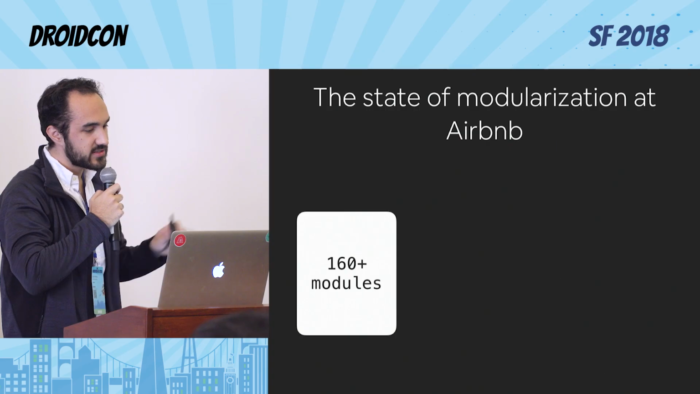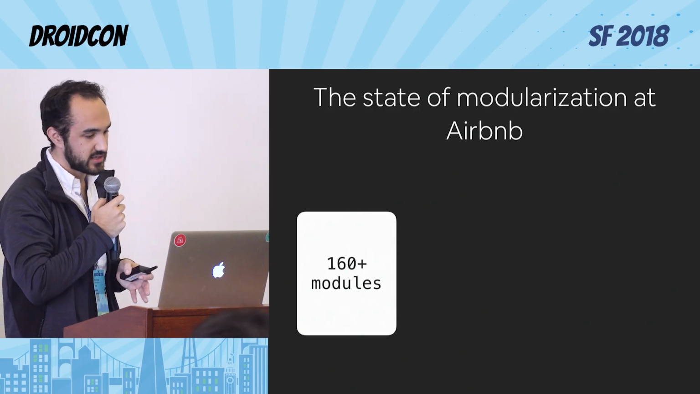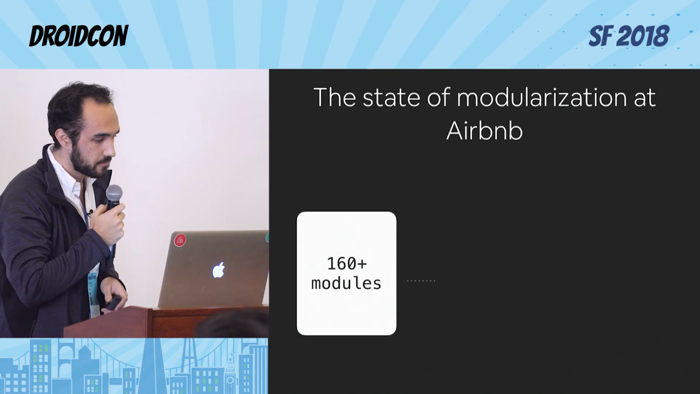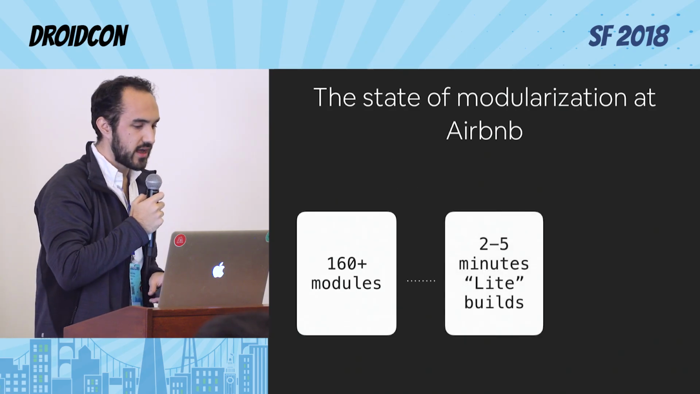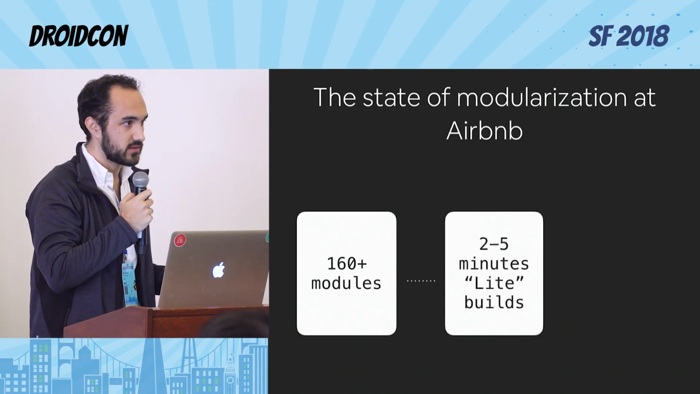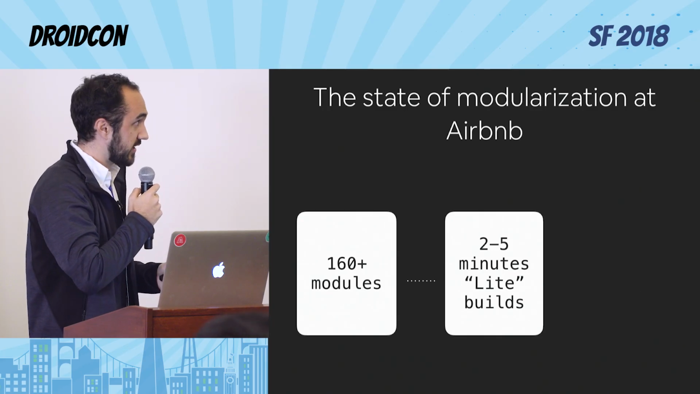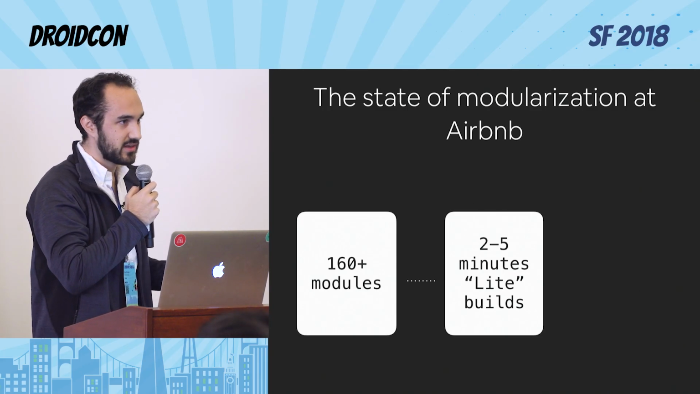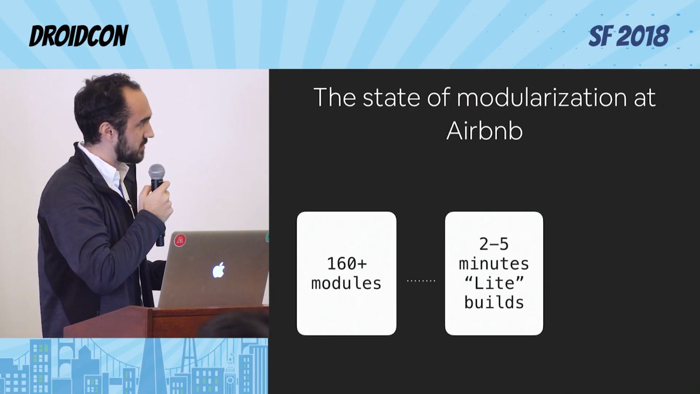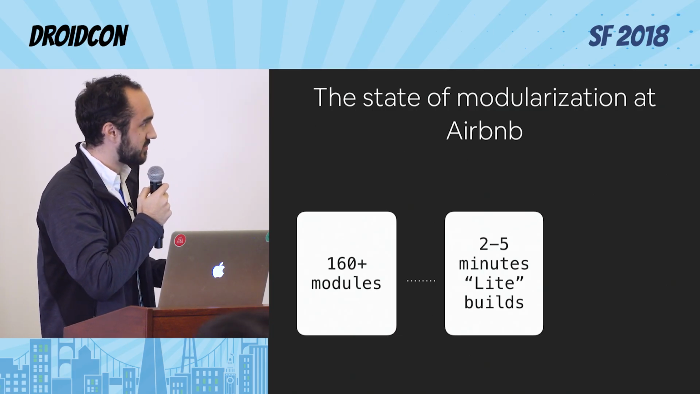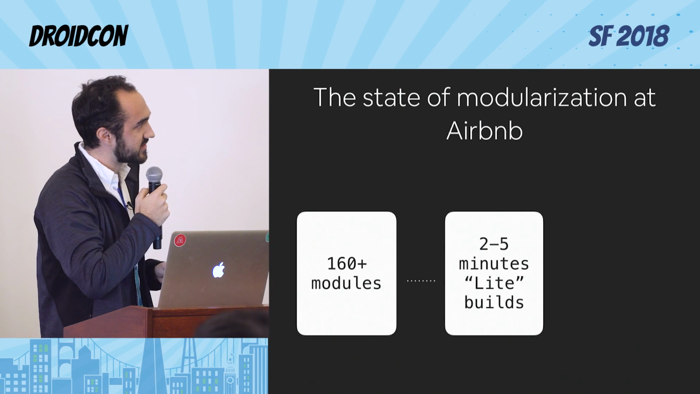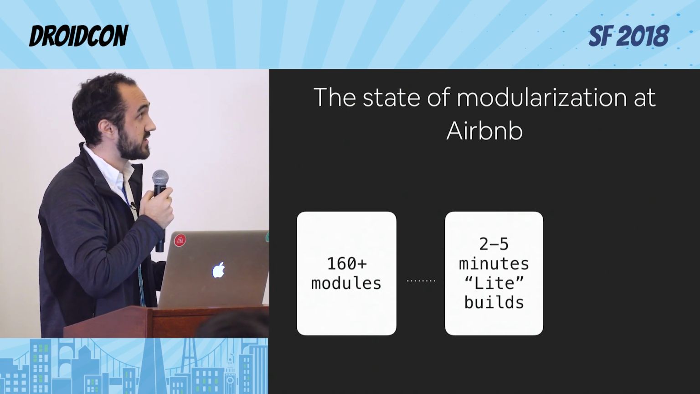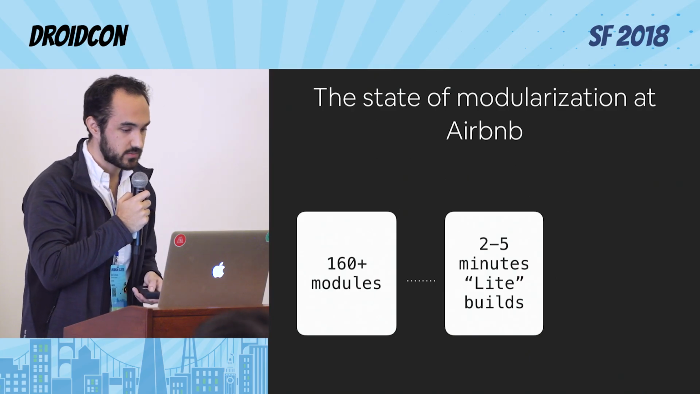So for the rest of this talk, I want to talk about how we modularize at Airbnb. So again, we have over 160 modules, I think closer to 200 now. And we also have this concept of light builds, which I'm going to really dig into later in this talk. But this allows you to build a small sliver of the application in much less time. And you might be like, 2 to 5 minutes, well, that's pretty bad. My application builds faster than that. For context, the entire Airbnb application on a local dev machine on a fresh build could take up to 20 minutes. So this is pretty substantial.